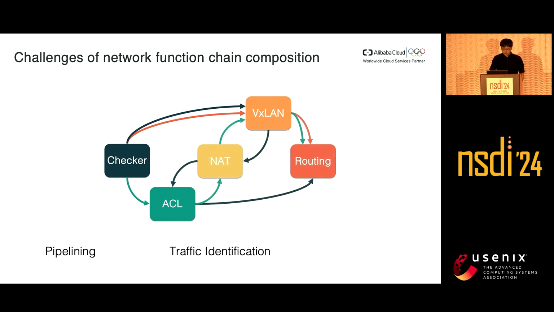Third one is, after we solve the first 2 problems, the memory consumption may still exceed the hardware's capability. Therefore, we need to partition the network function graph so that the ASIC has enough resource.